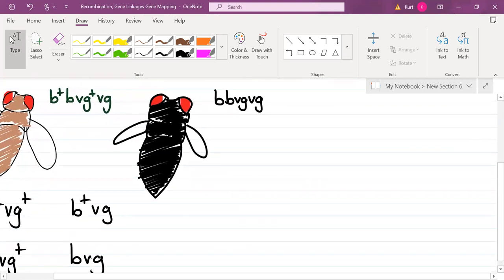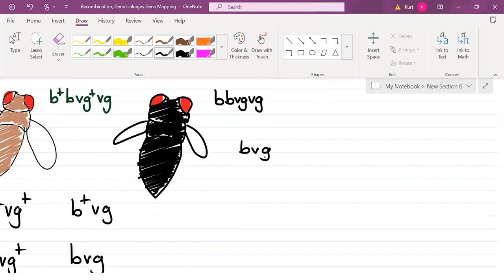Now, for the black fly, how many different combinations can it have? One. Very good. All it can have is this, because that's all it has to offer. This is pretty common in individuals that are homozygous recessive. So all that this little black fly with vestigial wings can pass on to its future offspring is a copy of the recessive trait for both of those traits.